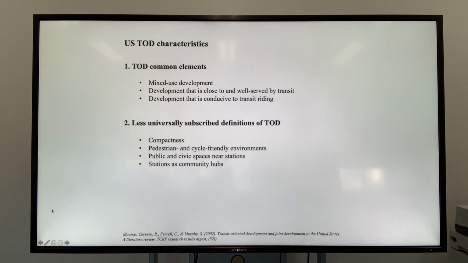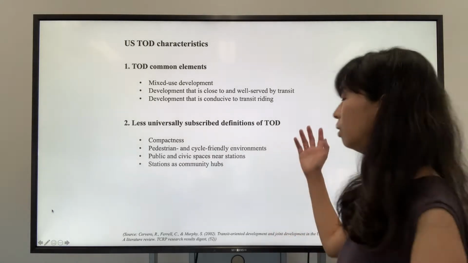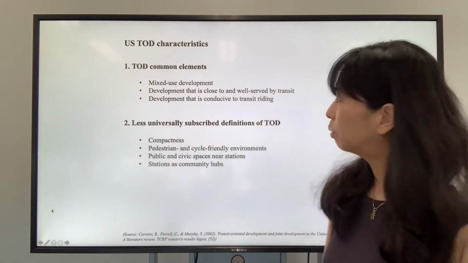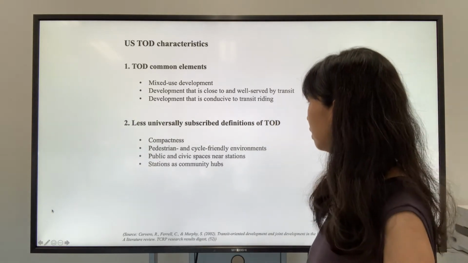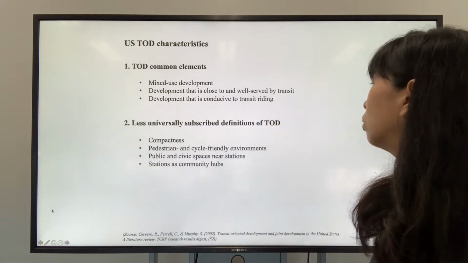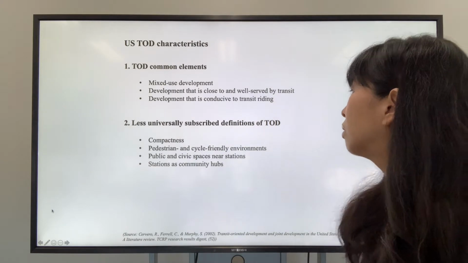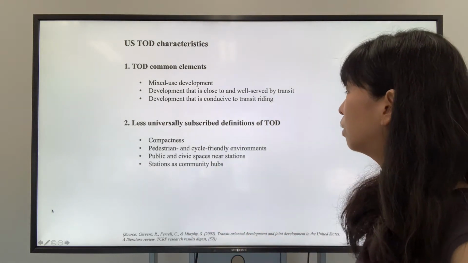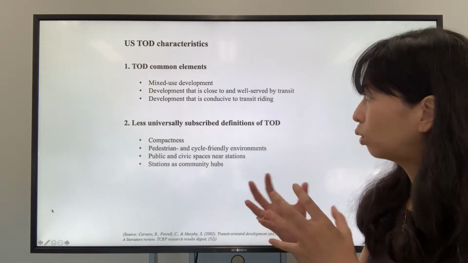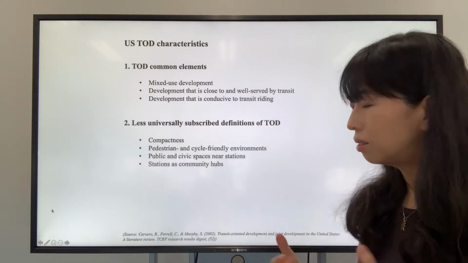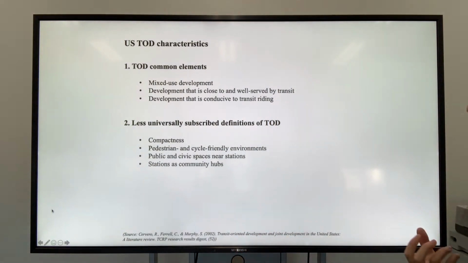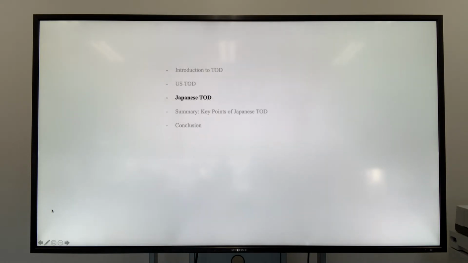Less universally, but sometimes we can find that TOD is about compactness, and also about introducing a more pedestrian and cycle-friendly environment. And near the station, you tend to find public and civic spaces. And also because of the joint development that it has, the station becomes a community hub. So these are some of the characteristics that you can find in the US TOD.